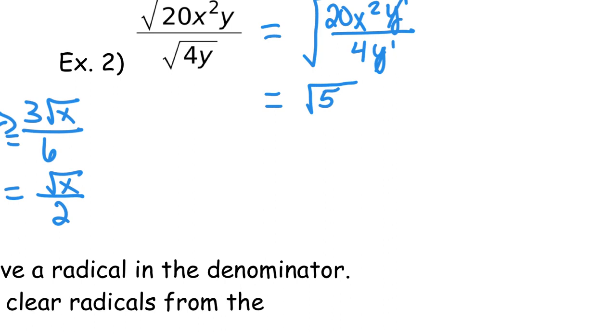I currently have taken care of the 20 and the 4, right? I've taken care of the y's. The only thing I have left is the square root of x squared. What do you get when you square root x squared? Just x. Totally. Y'all rock. Y'all did that in one step. Nice job.